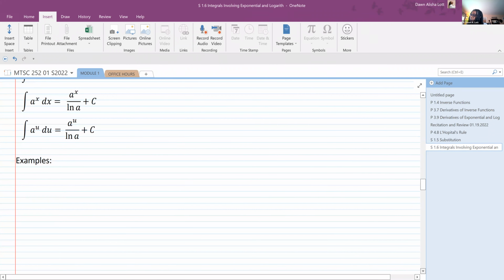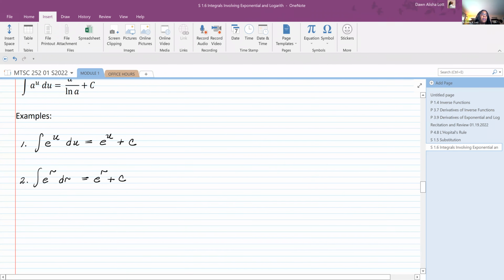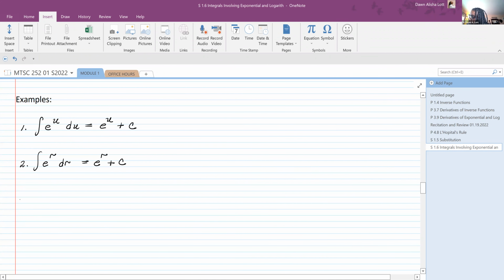All right, here's the first example. The integral of e to the u du is e to the u plus a constant. Number 2, the integral of e to the r dr is e to the r plus a constant. So those are just ones to show you what to do with the variable. Okay, so now suppose I have something like this.